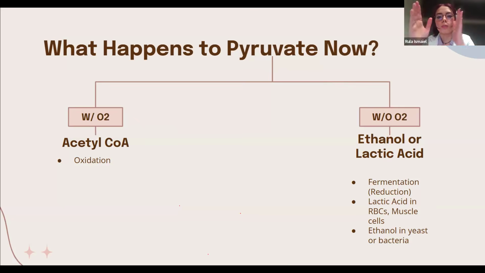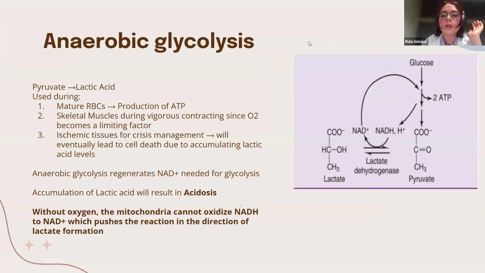Pyruvate gets oxidized for acetyl-CoA, and reduced for ethanol or lactic acid. Okay, so you need to know this bit: anaerobic glycolysis. Pyruvate becomes lactic acid. Let me talk about this for a second. Pyruvate becomes lactate with the help of lactate dehydrogenase, and NAD plus is being produced.